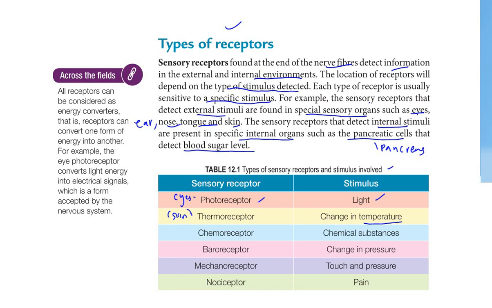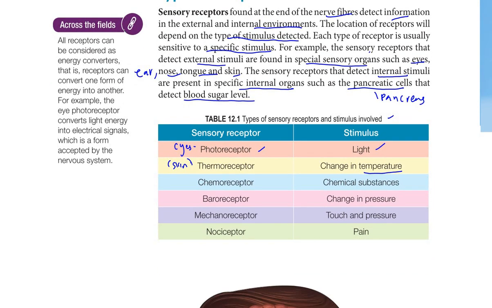And then we have chemoreceptors, which detect chemical substances. They can be found in the tongue, because they detect the chemical substances in food, and also in the nose, to detect the chemical substances in air. Baroreceptors detect change in pressure, found at the aorta. Then we have mechanoreceptors, for touch and pressure, in the skin. Nociceptors are also in the skin, and detect pain.